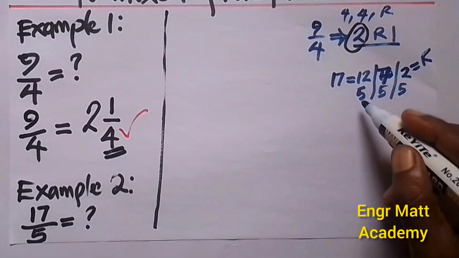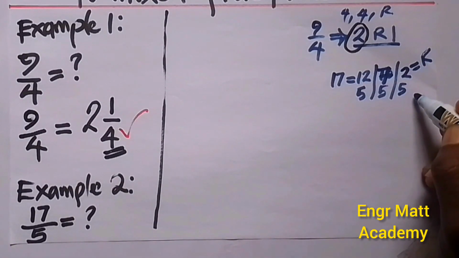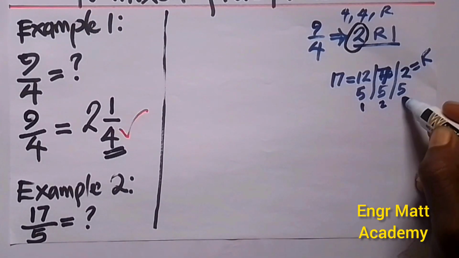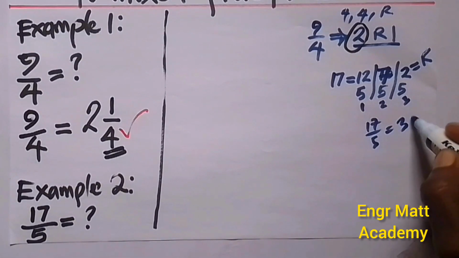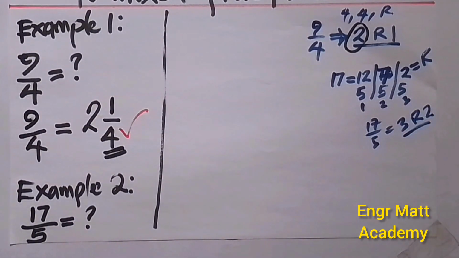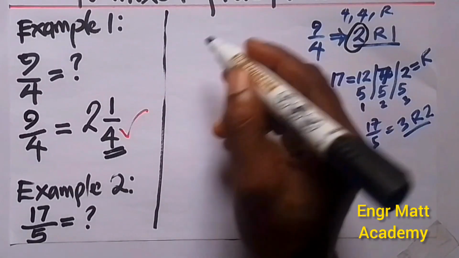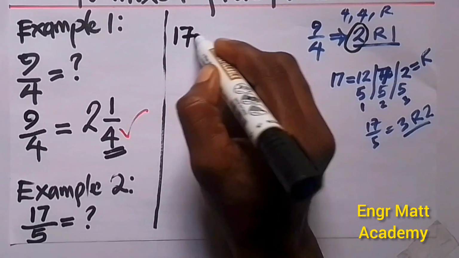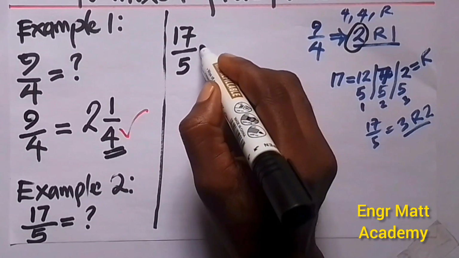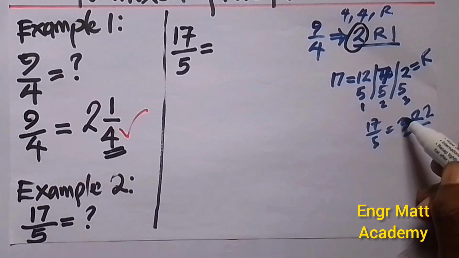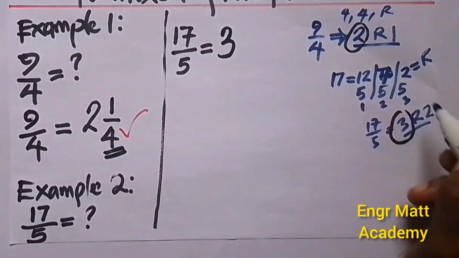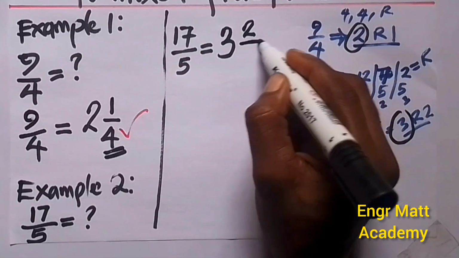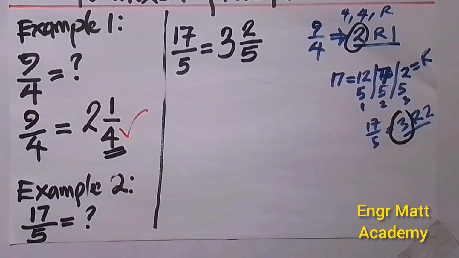How many 5s do I have in 17? 3. 1, 2, 3. So 17 divided by 5 is 3 remainder 2. And that is it. So I can now confidently say 17 over 5 is equal to, remember, this 3 becomes the whole number. 3 whole number 2 over 5. What do you say? Quite easily done.